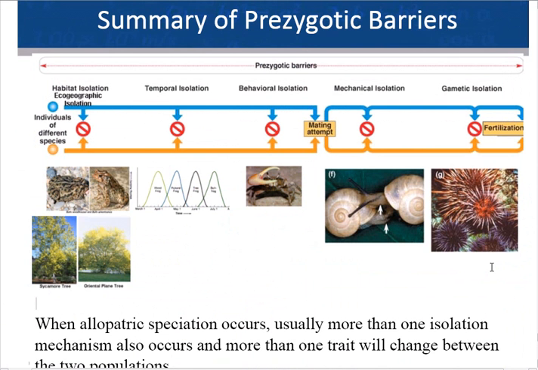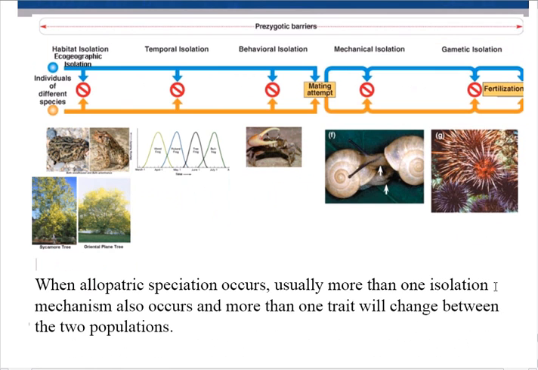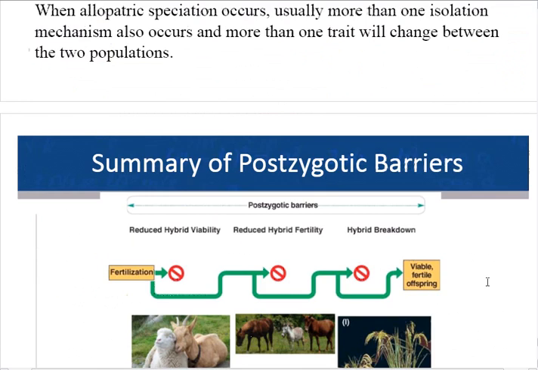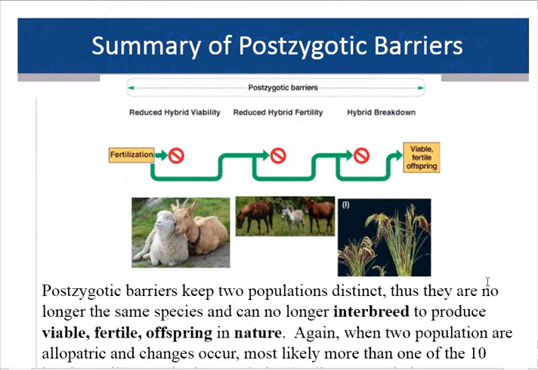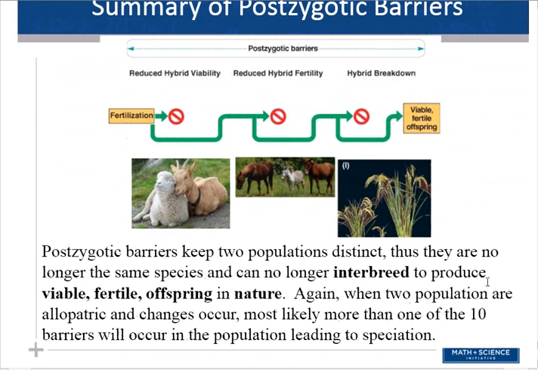So here's a summary of the mechanisms that stop zygotes from being formed. It's a really good diagram. Take a minute, copy it down. And this one summarizes post-zygotic barriers. So these species overcame all of those pre-zygotic barriers in order to put sperm and egg together, and we still don't call them the same species.